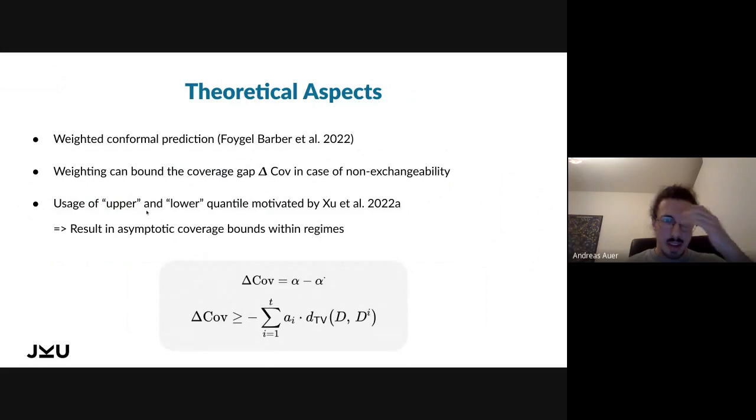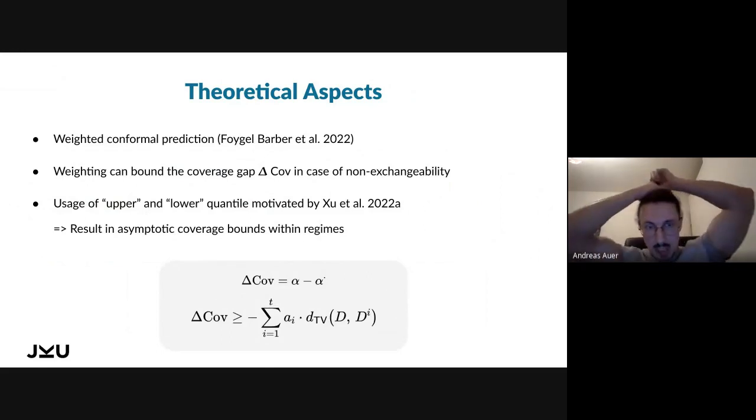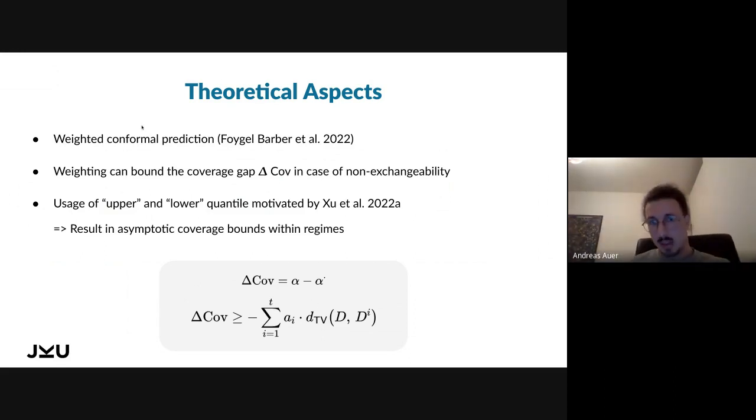So very quickly, just some theoretical aspects why what we do even makes sense, and also to connect it to existing work. In general, weighted conformal prediction was not a novel idea by us, but was already proposed by Foygel Barber et al. in their paper, where they also proposed HopCPT, which we also compare to.